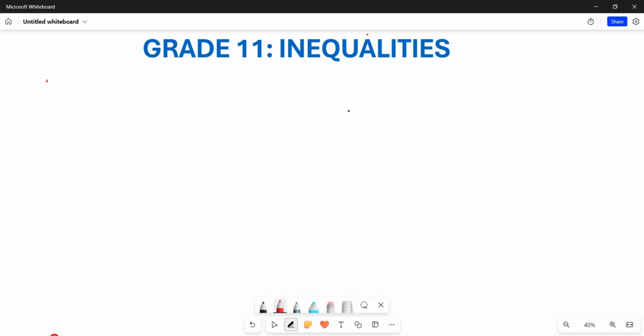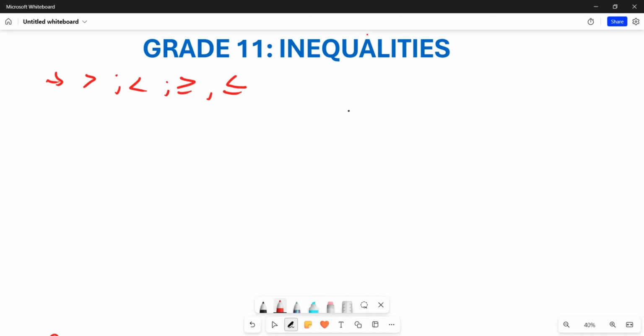We are going to be looking at inequalities. Now, what are inequalities basically? When looking at inequalities, we are going to be looking at values dealing with either your greater than sign, your lesser than sign, your greater or equals to sign, or your lesser or equals to sign. So basically, that's what we are going to be dealing with.